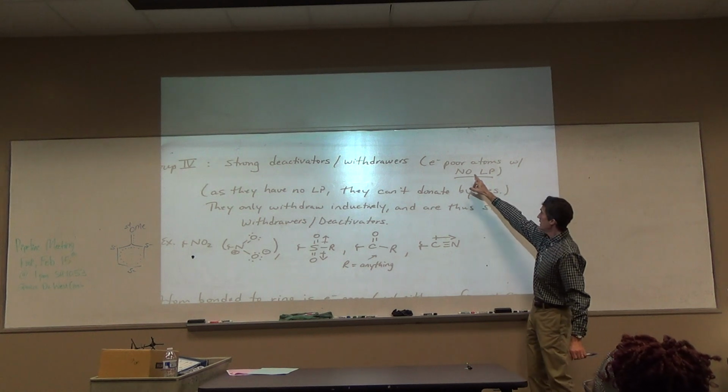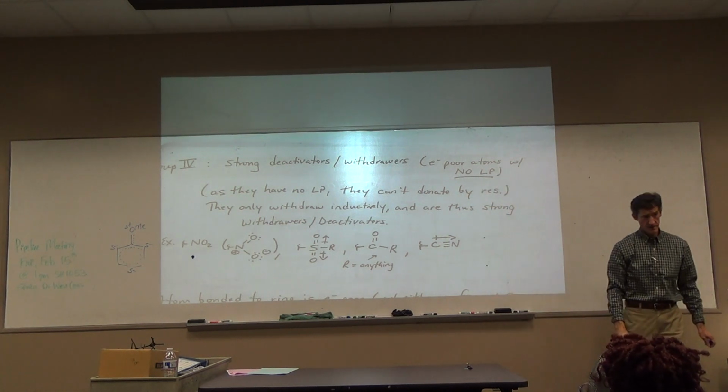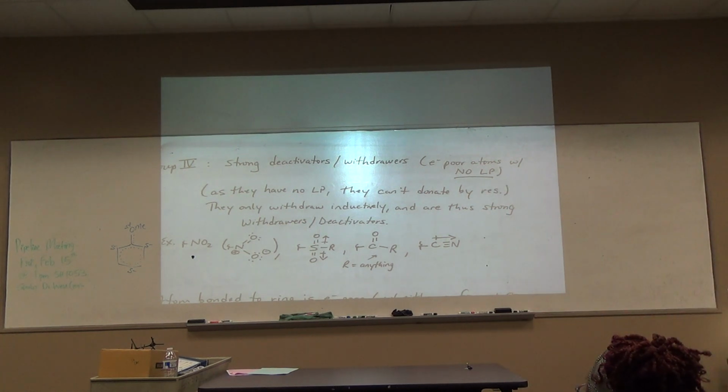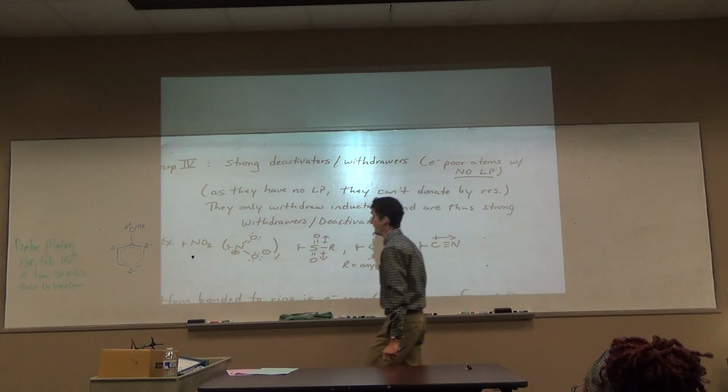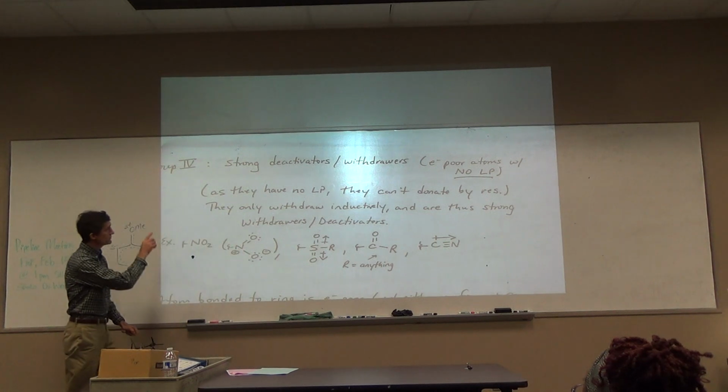These are going to be electron-poor atoms with no lone pair. If the atom bonding to the ring has a lone pair, it fits into one of the previous groups, like group 1 or group 3, halogen. What are examples of electron-poor atoms? The nitro group falls here.